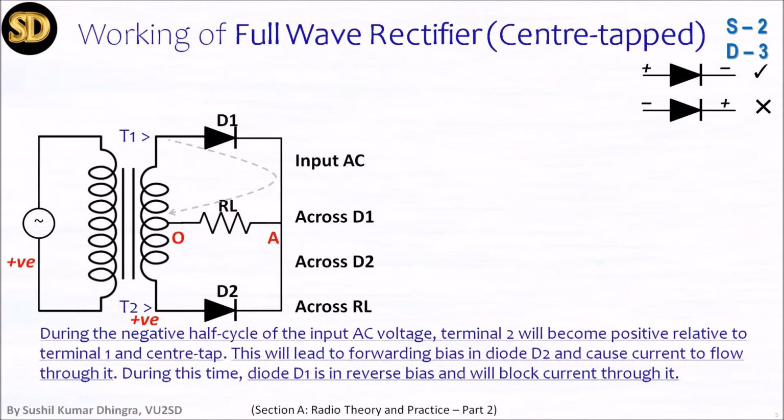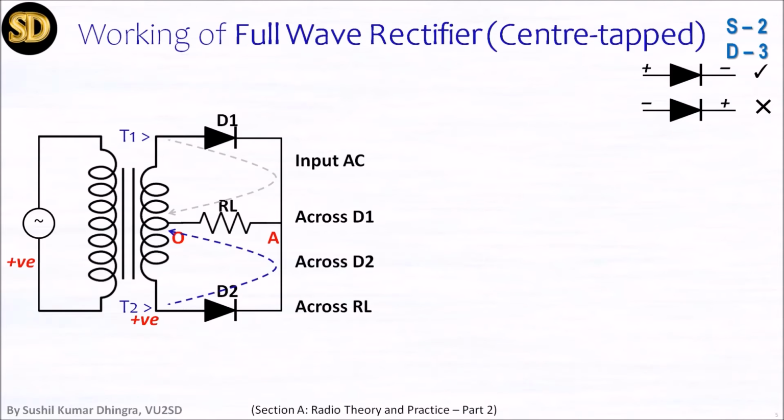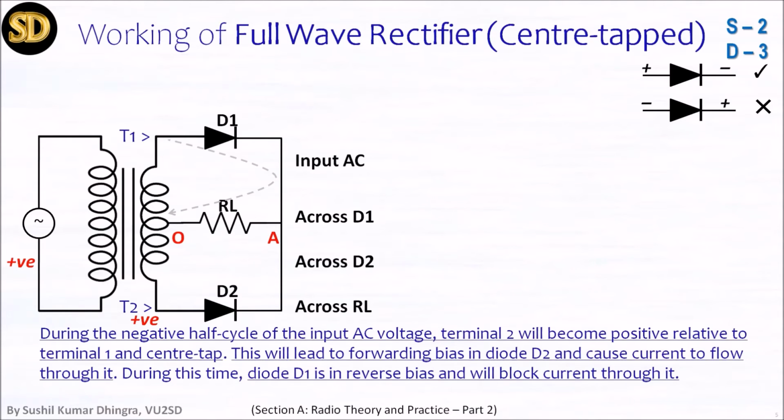During the negative half cycle of the input AC voltage, terminal 2 will become positive relative to terminal 1 and center tap. This will lead to forward bias in diode D2 and cause current to flow through it. During this time, diode D1 is in reverse bias and will block current through it, and D2 is already working. You see this current flow, this will give you the idea. Showing again.